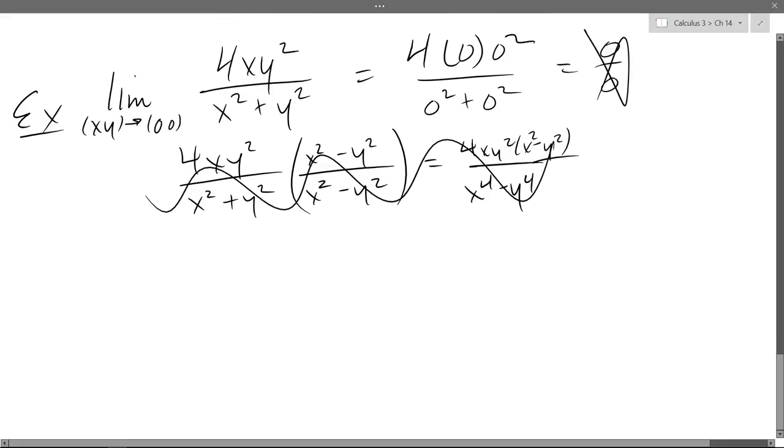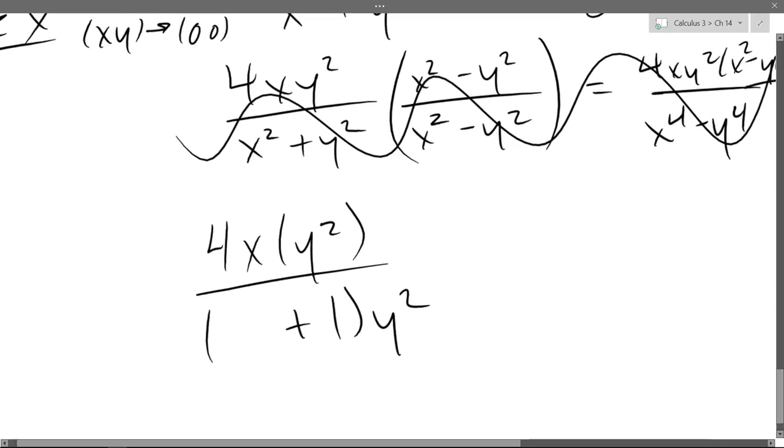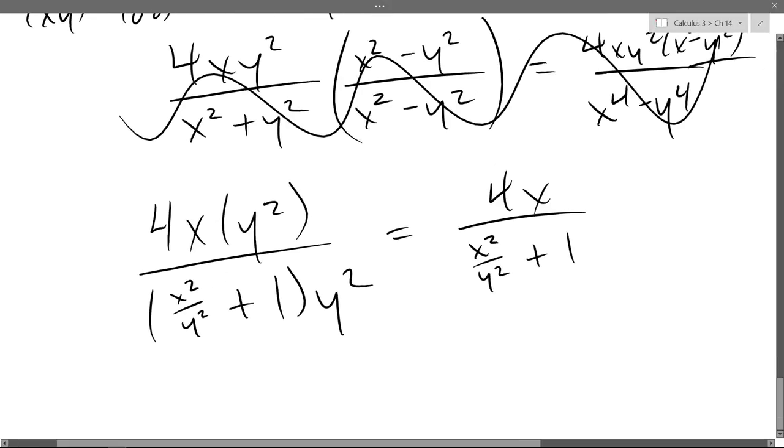All right, how about factoring? What could I factor out of the numerator? It's a little silly. Let's factor out y squared. So I'm going to factor y squared out of the denominator. What do I have to add to 1 so that when I multiply it, I get x squared plus y squared? I'm going to get x squared over y squared, like that. Algebra questions?